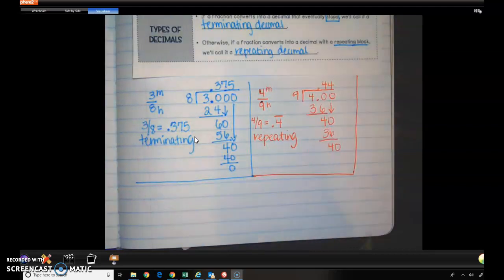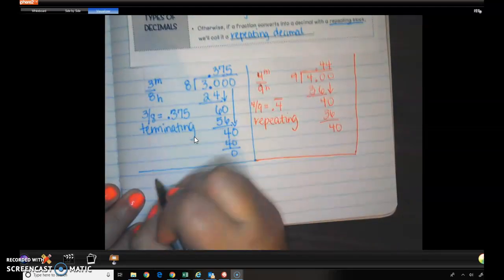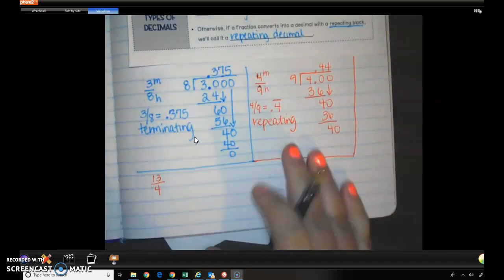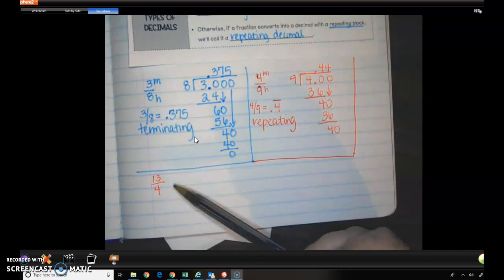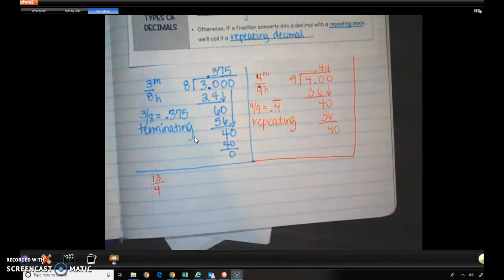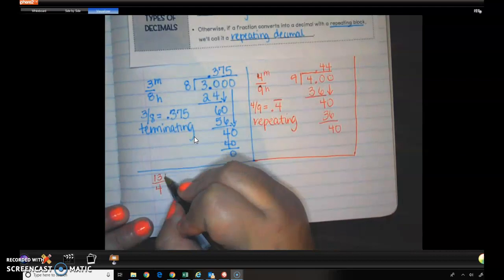Look at another one. So I'm going to do 13/4. Now this is a unique fraction because it is top-heavy, and a top-heavy fraction is called improper. Improper, I-M-P-R-O-P-E-R.